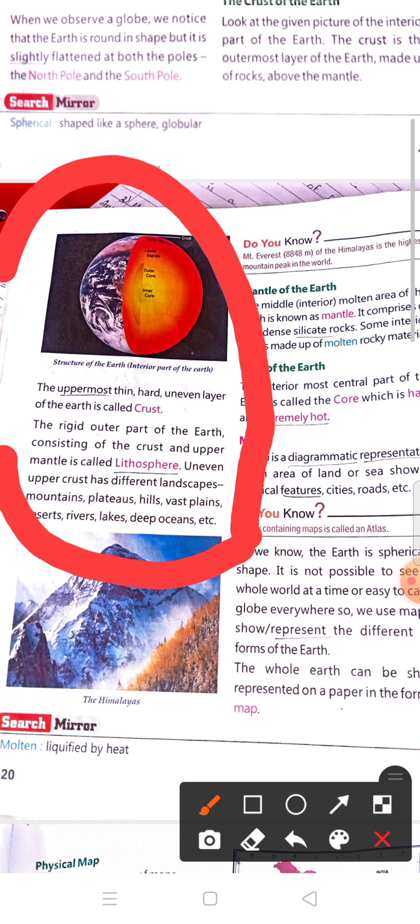Structure of the earth, interior part of the earth. The uppermost thin, hard, uneven layer of the earth is called a crust. The rigid outer part of the earth consisting of the crust and upper mantle is called lithosphere. Uneven upper crust has different landscapes: mountains, plateaus, hills, vast plains, deserts, rivers, lakes, deep oceans, etc.